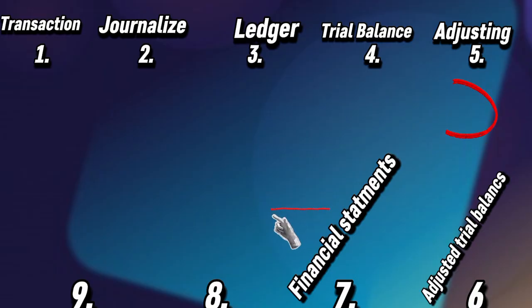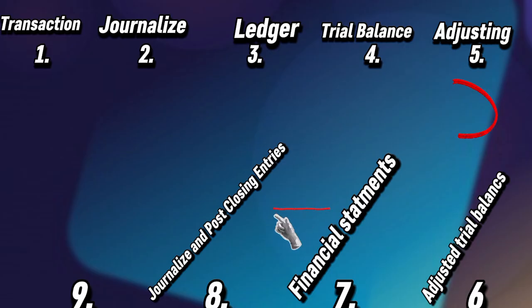Step 8. Journalize and post closing entries. Here, we close all temporary accounts such as revenues, expenses, dividends, and others. Their balances are transferred to retained earnings, preparing accounting for the next accounting period.